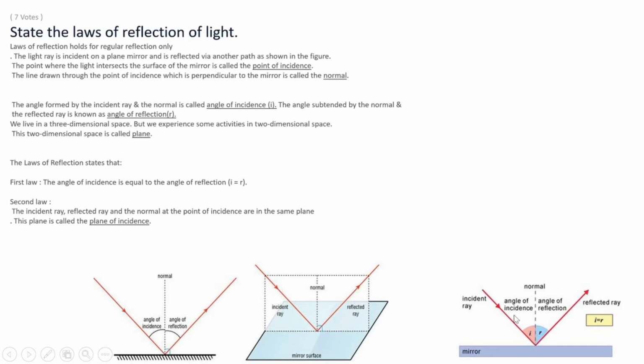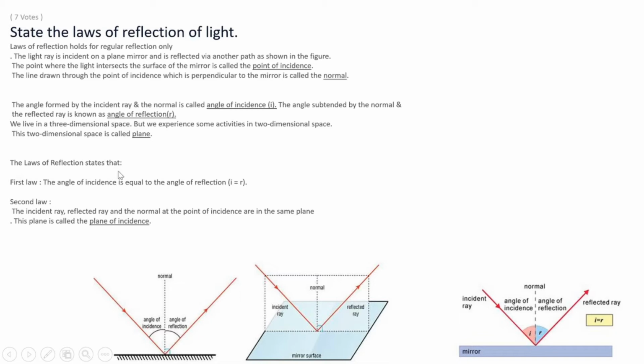Here they have written it, and we don't draw this as a dotted line. The normal line is always drawn as a dotted line, because it is an imaginary line. The other lines we can see, but this one we draw because we can't see it. We live in a three-dimensional space, but we experience some activities in two-dimensional space. This two-dimensional space is called a plane.